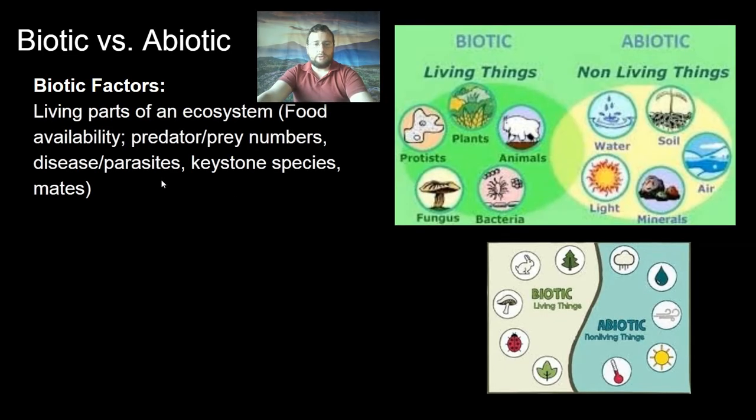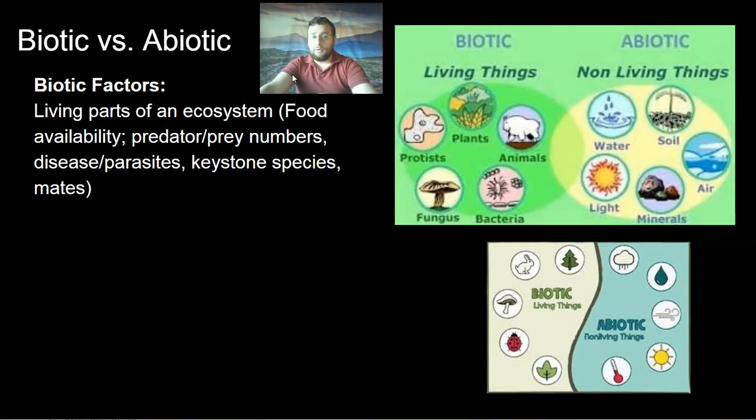Biotic factors include things like the food availability, predator or prey numbers, the numbers of producers, diseases or parasites in the ecosystem, species which are important and could alter the entire ecosystem, which are called keystone species, and the availability of mates. All of these are examples of things that are directly connected to the organisms living in the ecosystem.